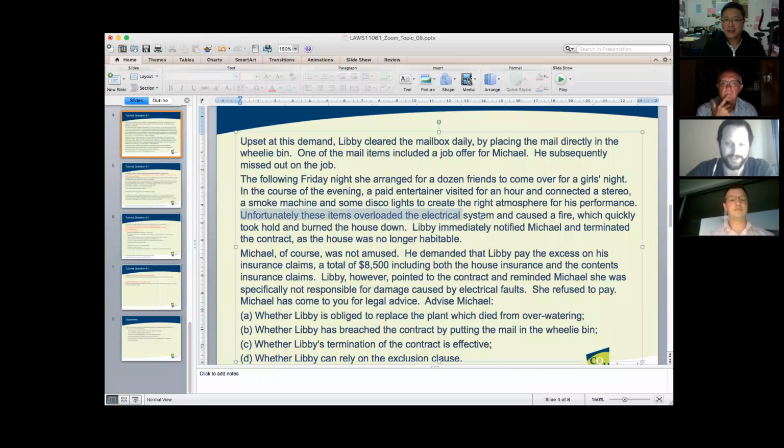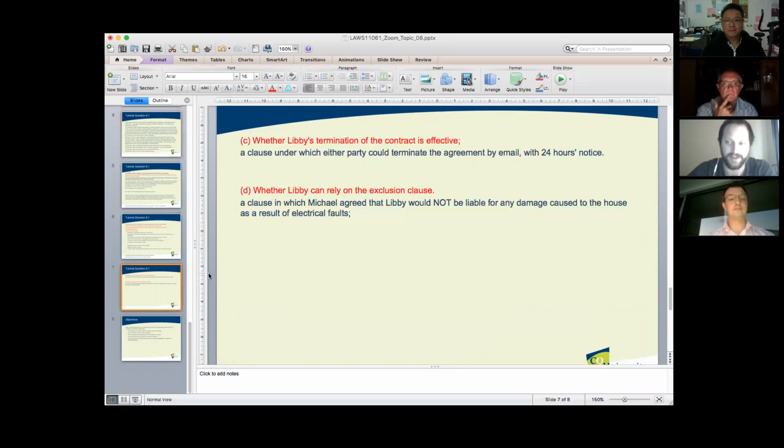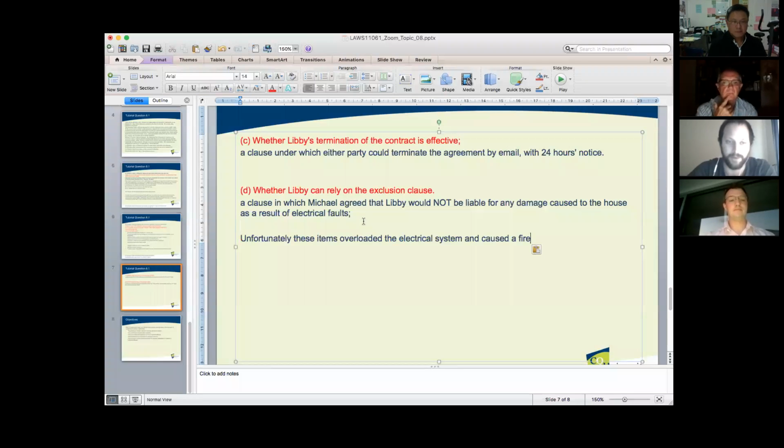I think it's because overloaded is pretty ambiguous. It can be defined as a fault, but realistically, an electrical system in a house should be able to handle a certain capacity of electrical equipment. So then I guess the court has to look at, did she actually go beyond that capacity, hence the overloading, or was it actually a fault of the actual electrical system that wasn't up to standard?